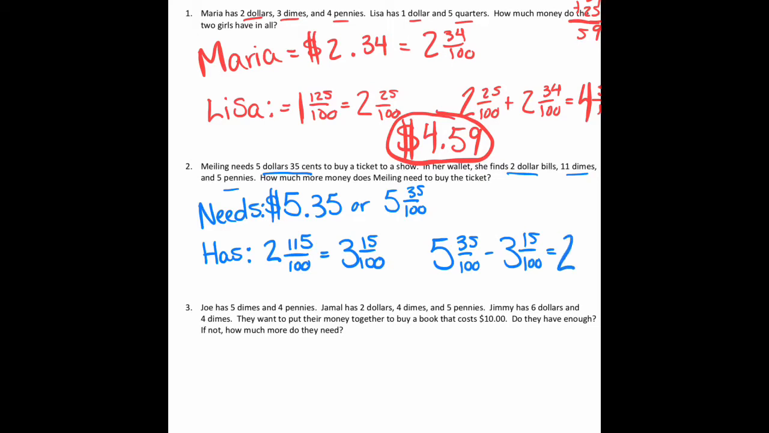So 5 minus 3 is 2, and 35 minus 15 is 20. So we'll end up with 2 and 20 hundredths. So really that means she needs $2.20 more before she can go to the show.